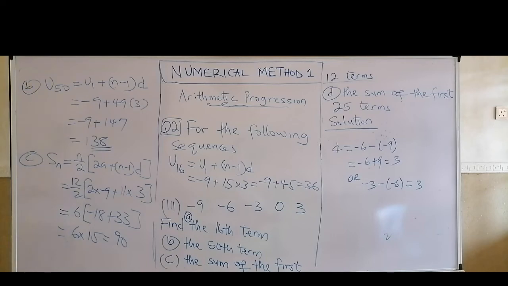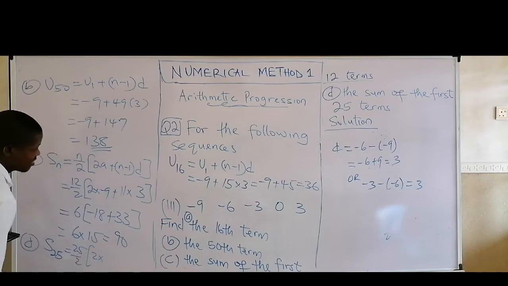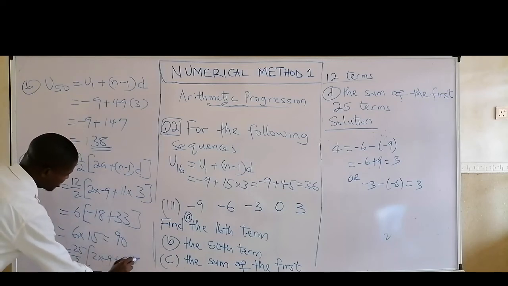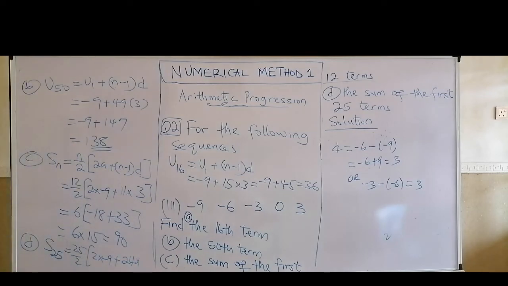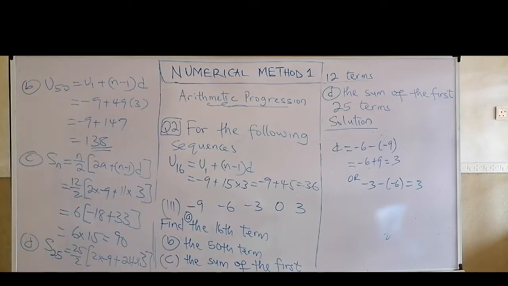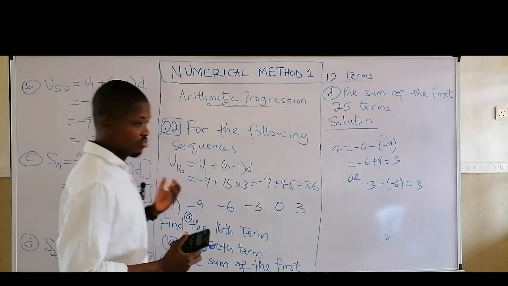Then the last one, sum of the first 25 terms. The last question. Same way, sum of the 25 terms, that will be 25 over 2 into bracket 2 times what? 2 times a is what? Minus 9. And then 25 minus 1, that's 24, times what? Times my d is 3. So that's that. Just use a calculator and get the final answer. So that's that on these arithmetic progressions.